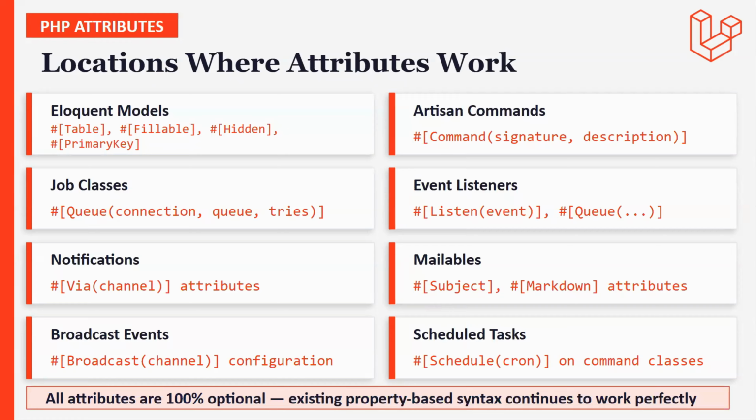Not only this, for artisan commands also, we can define the signature and description. For jobs, some job classes set the queue connection, queue name, and retry attempts. We have event listeners to define which event a listener should handle. We can also define notifications, mailables, and broadcast events. All of these related configurations we can keep in this hash bracket syntax.